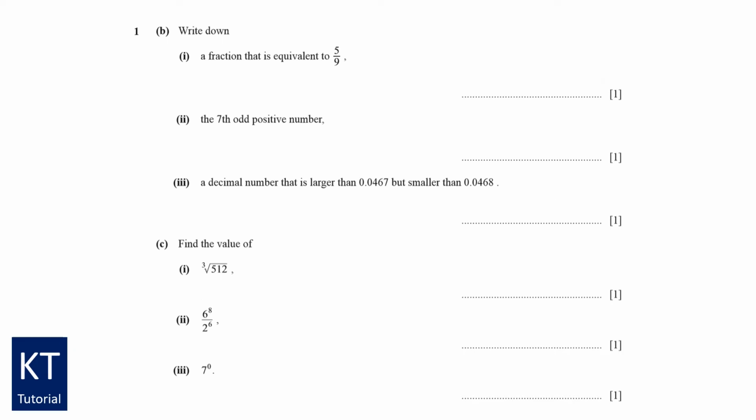Question 1b. Write down a fraction that is equivalent to 5/9. There are many answers here. One example is 10 over 18. Next, write down the seventh odd positive number.